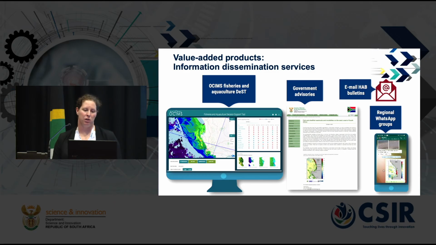So apart from the web-based dissemination tool, we also provide a regional image-based service. So basically, we make these images available so that they can be used in government advisories. We provide them on regional WhatsApp groups that are particularly active during bloom events. And we also send out email HAB bulletins during the high-risk periods, during summer months when there are lots of blooms happening.